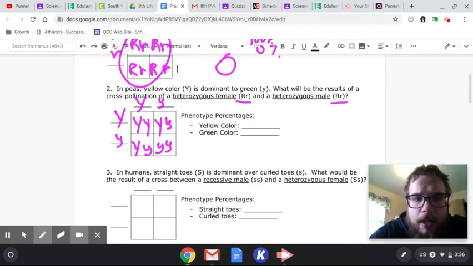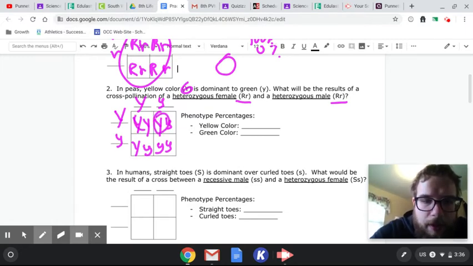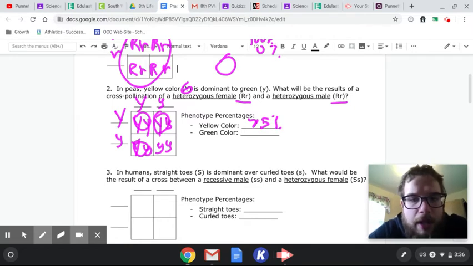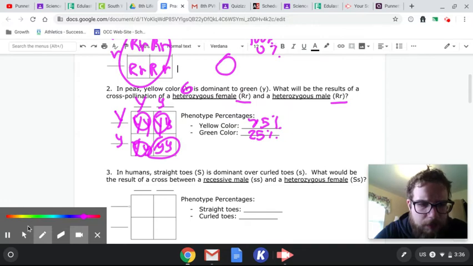So yellow is dominant right there. So anybody with a big Y is going to be dominant. I see 1, 2, 3 out of 4, or 75%, that are going to be yellow. And then I've got one here that is going to be green, or 1 out of 4, that's going to be 25%. Okay, let's keep going.